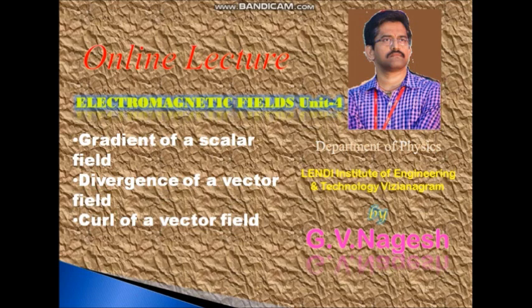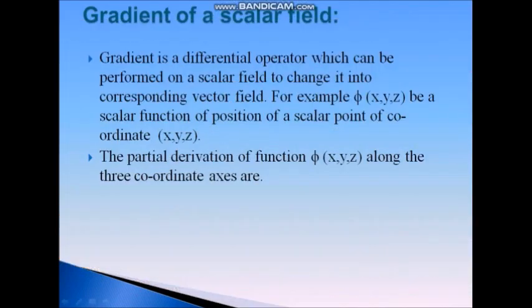Here we are studying about the electromagnetic field, that is unit number 4. Here we clearly describe some topics. The first one, gradient of a scalar field, divergence of a vector field, and curl of a vector field. Now we have to define the gradient of a scalar field. We can see about the gradient of a scalar field.